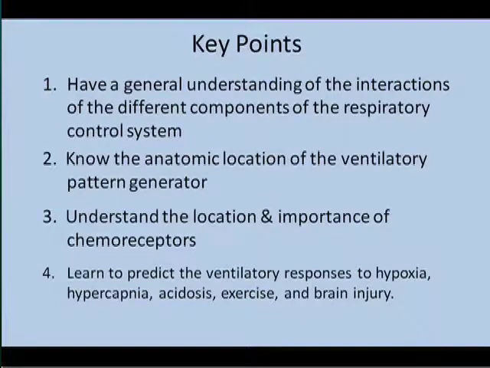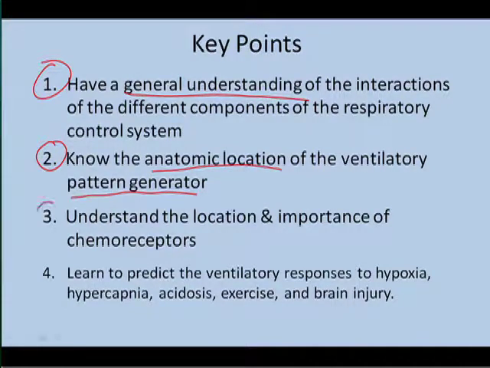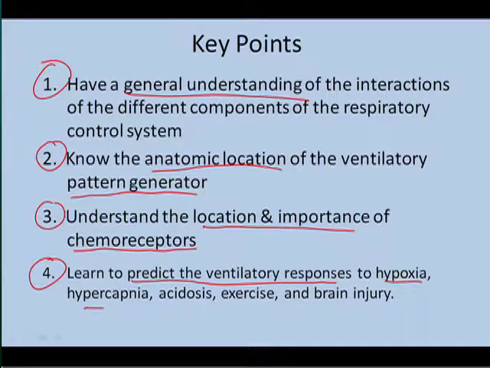Well, thank you for listening. I hope this lecture has been useful. Remember, our goal was for you to, number one, have a general understanding of the interactions of the different components of the respiratory control system. Number 2, know the anatomic location of the ventilatory pattern generator. Number 3, understand the location and importance of chemoreceptors, both central and peripheral. And number 4, learn to predict ventilatory responses to hypoxia, hypercarbia, acidosis, and exercise.